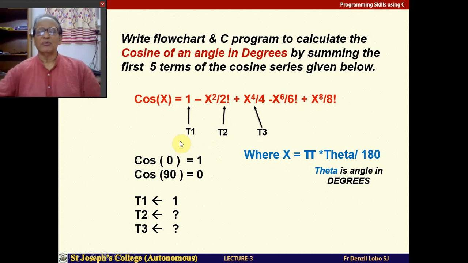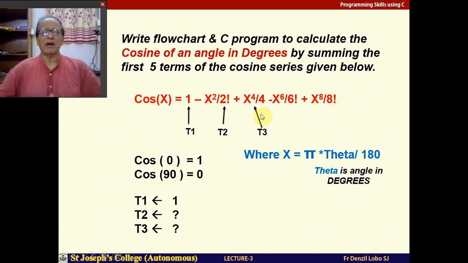Again, we are supposed to write flowchart and C program to calculate the cosine of an angle in degrees by summing the first 5 terms of the cosine series given below. I have given you the cosine series here. Cos of x is equal to 1 minus x squared by 2 factorial plus x to the power 4 by 4 factorial minus x to the power 6 by 6 factorial plus x to the power 8 by 8 factorial. There is a mistake here. This should be 4 factorial. So this is the cosine series. There are many more terms, but we are interested at the moment only in summing first 5 terms.